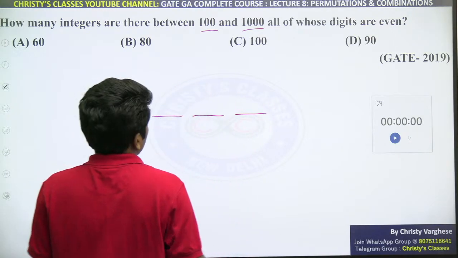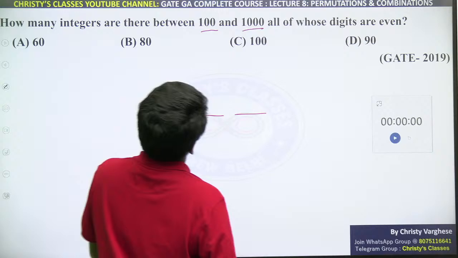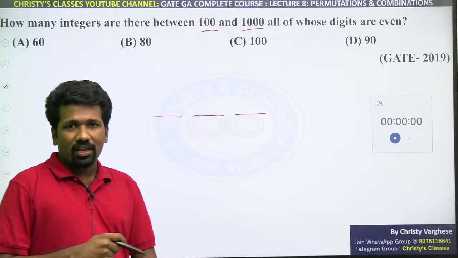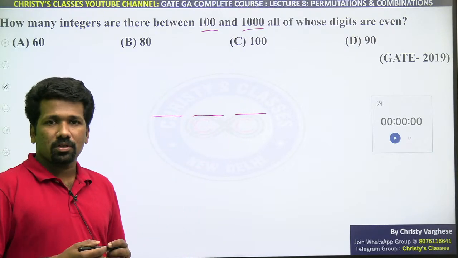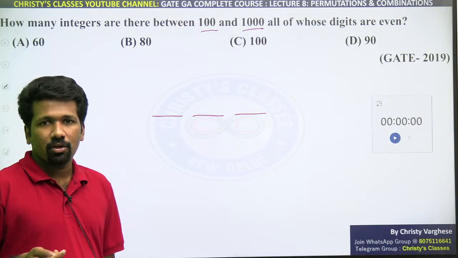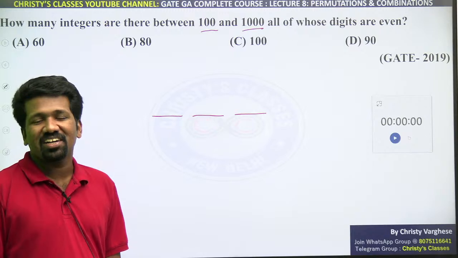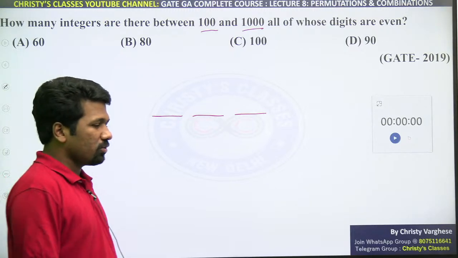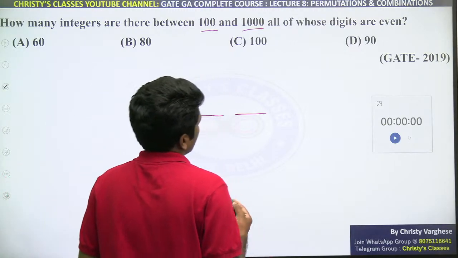Rightmost digit. Again, nothing is mentioned here, so definitely digit repetition is possible, because normally in 3-digit numbers digit repetition is possible. 222 is a valid 3-digit number. So as nothing is mentioned, you can use repetition of digits also.